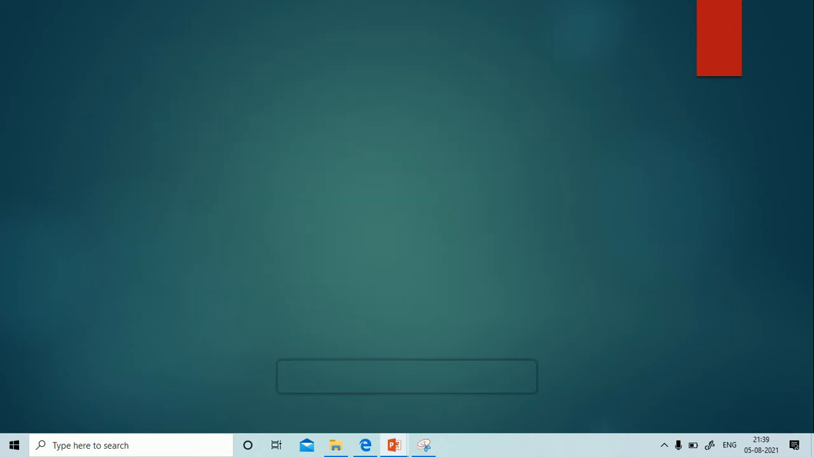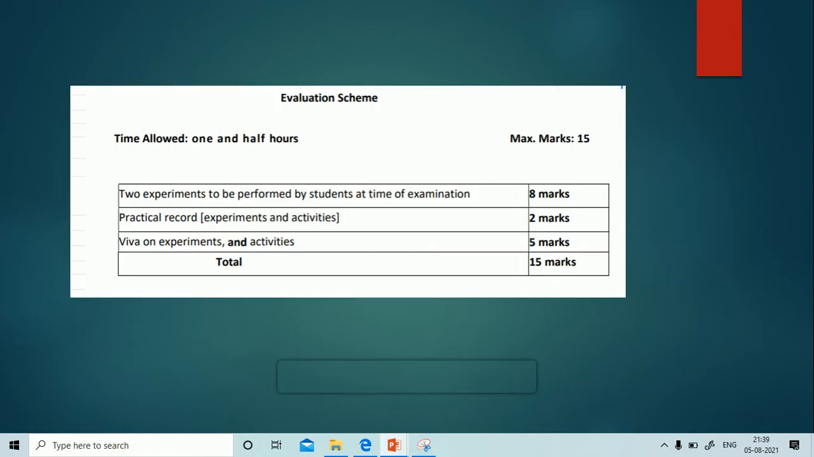Before going to start doing the experiments, let us have the evaluation pattern for this term 1 practical examination. So this is the evaluation pattern. You are going to have a 1.5 hour examination. In that you are going to do 2 experiments comprising 16 marks, 8 plus 8.